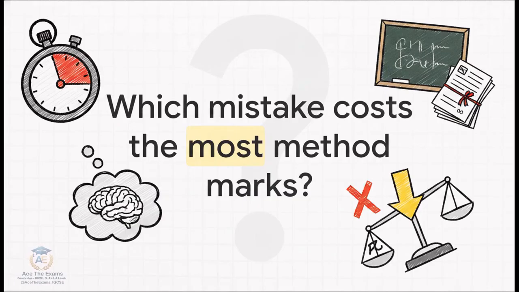Now, I want you to pause for a second, think about it, and predict right now, which of these mistakes do you think is the most devastating for your final grade boundary? Like, which one actually costs you the most method marks in a Cambridge 0625 exam? You got an answer in your head? Okay, good. Keep it right there.